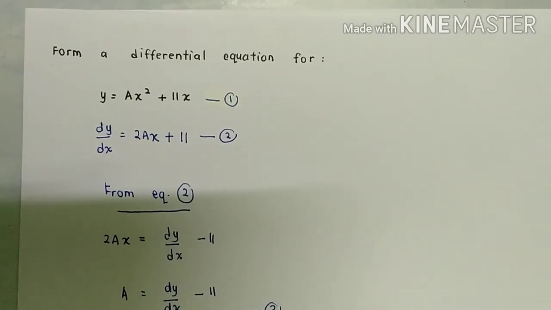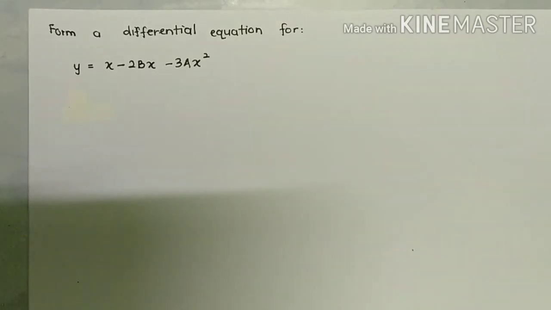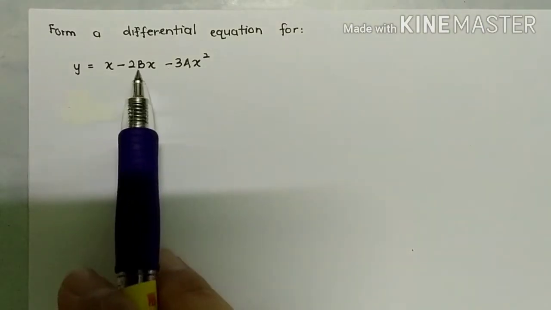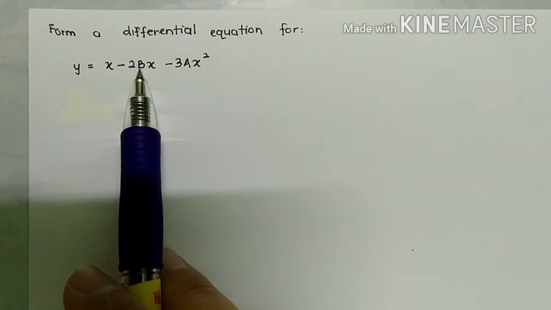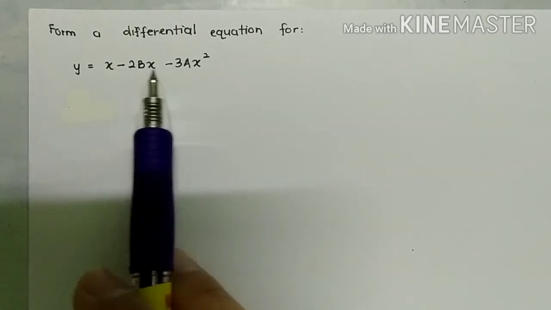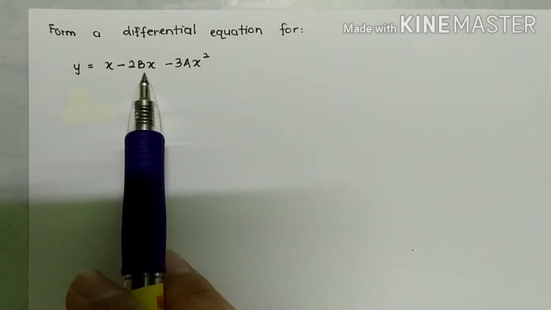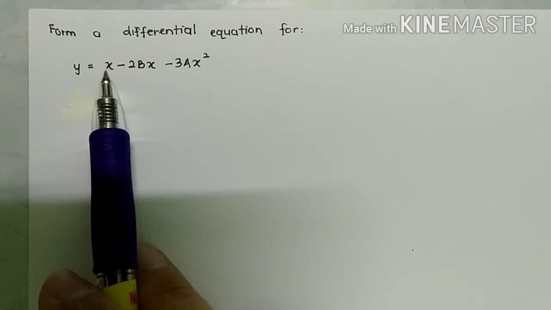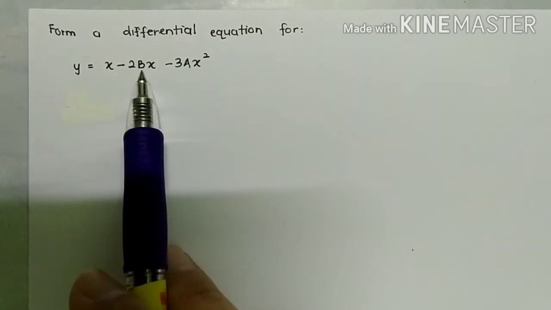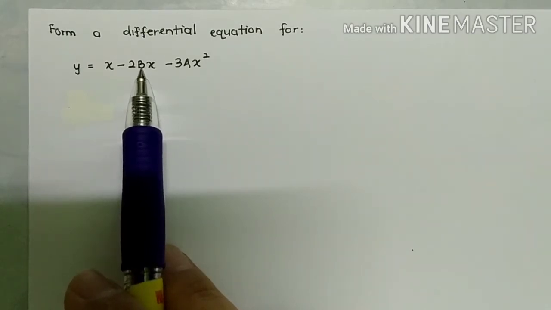Okay, so in this equation, we have a and b. So the tip here: if we have two variables besides y and x, for example a and b, we must differentiate twice. That means we must find dy dx, the first derivative, and after that we must find the second derivative, or d square y dx square.